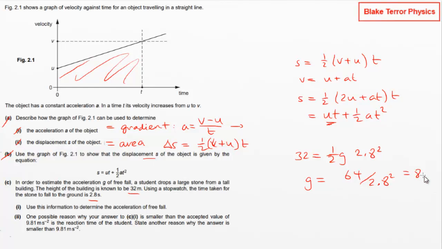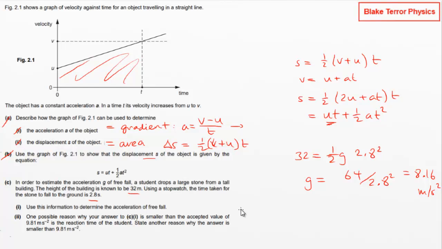Right, so that's not the greatest. So it's meters per second squared. It's not the greatest thing he's ever calculated in his time. One possible reason why the answer to C is smaller than the accepted value is the reaction time of the student. State another reason why the answer is smaller than 9.81 meters per second squared.